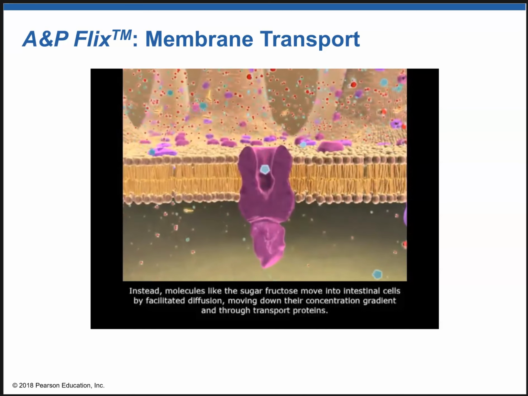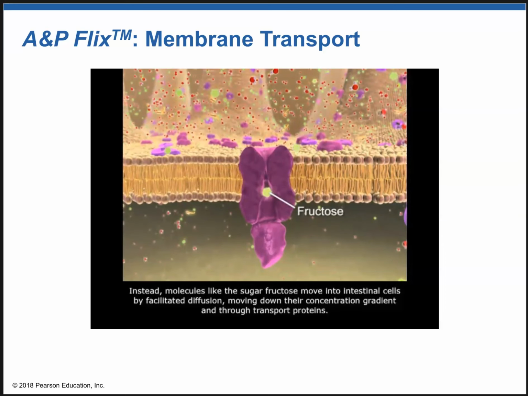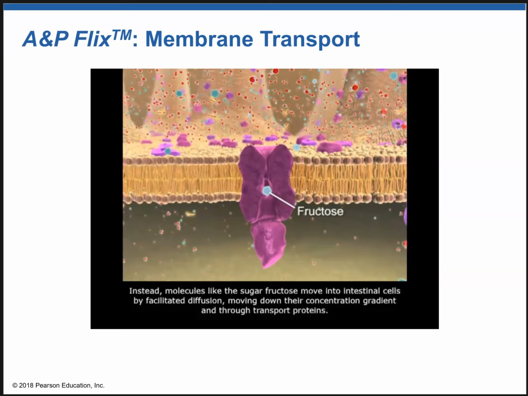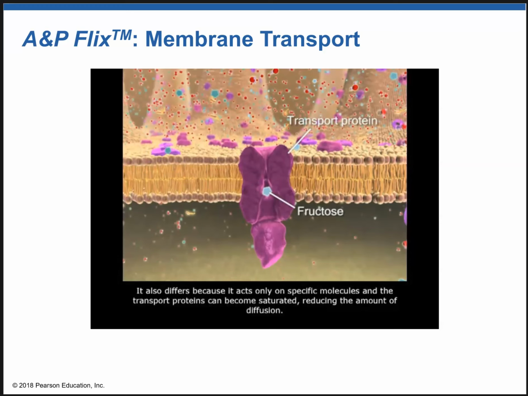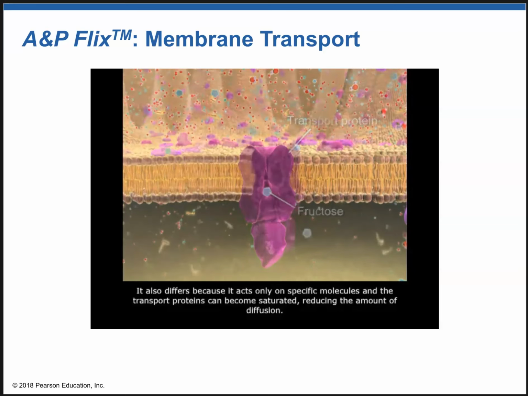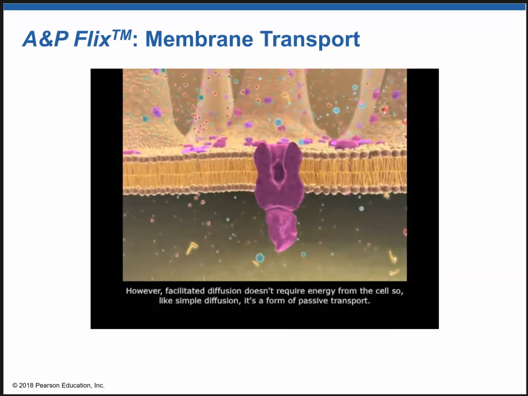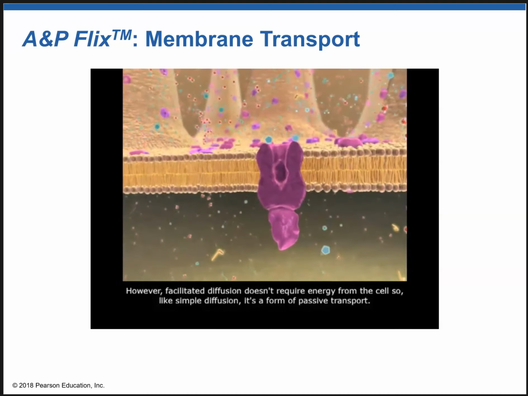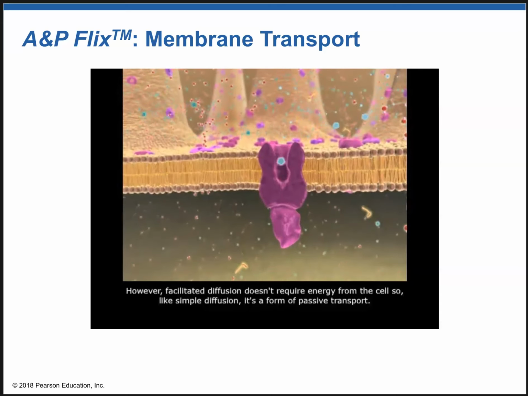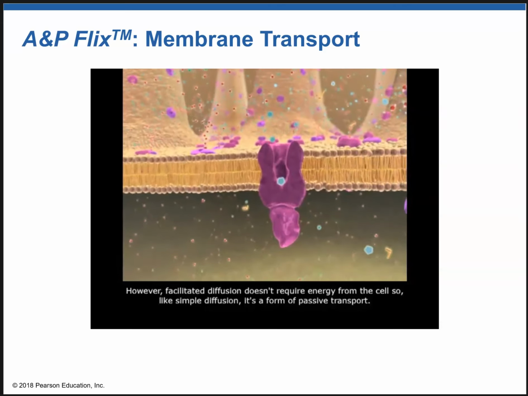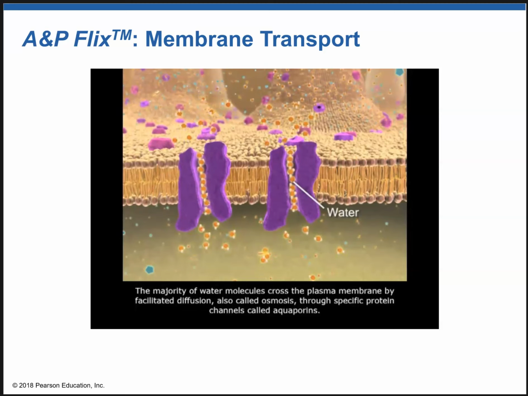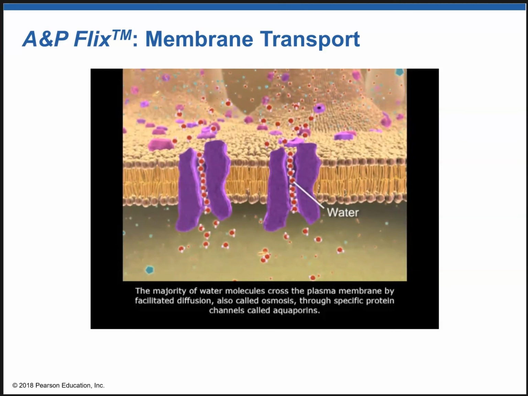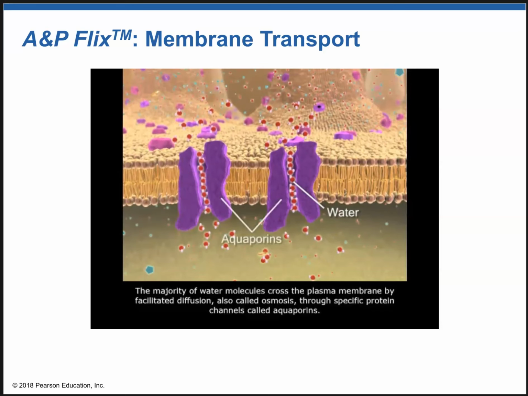Instead, molecules like the sugar fructose move into intestinal cells by facilitated diffusion, moving down their concentration gradient and through transport proteins. It also differs because it acts only on specific molecules, and the transport proteins can become saturated, reducing the amount of diffusion. However, facilitated diffusion doesn't require energy from the cell, so, like simple diffusion, it's a form of passive transport. The majority of water molecules cross the plasma membrane by facilitated diffusion, also called osmosis, through specific protein channels called aquaporins.